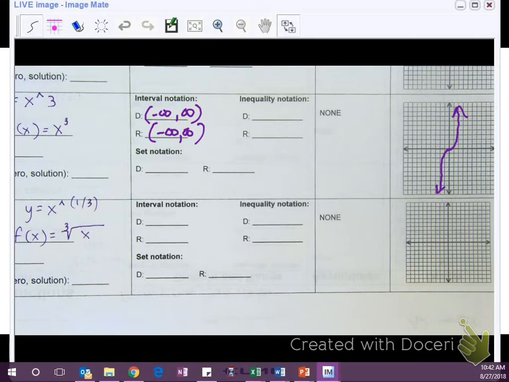Okay, I'm going to leave the inequality notation and the set builder notation to you for now. I want to be sure we get through this, and we have a couple other things we need to do before time to go. So I'll let you fill those in.